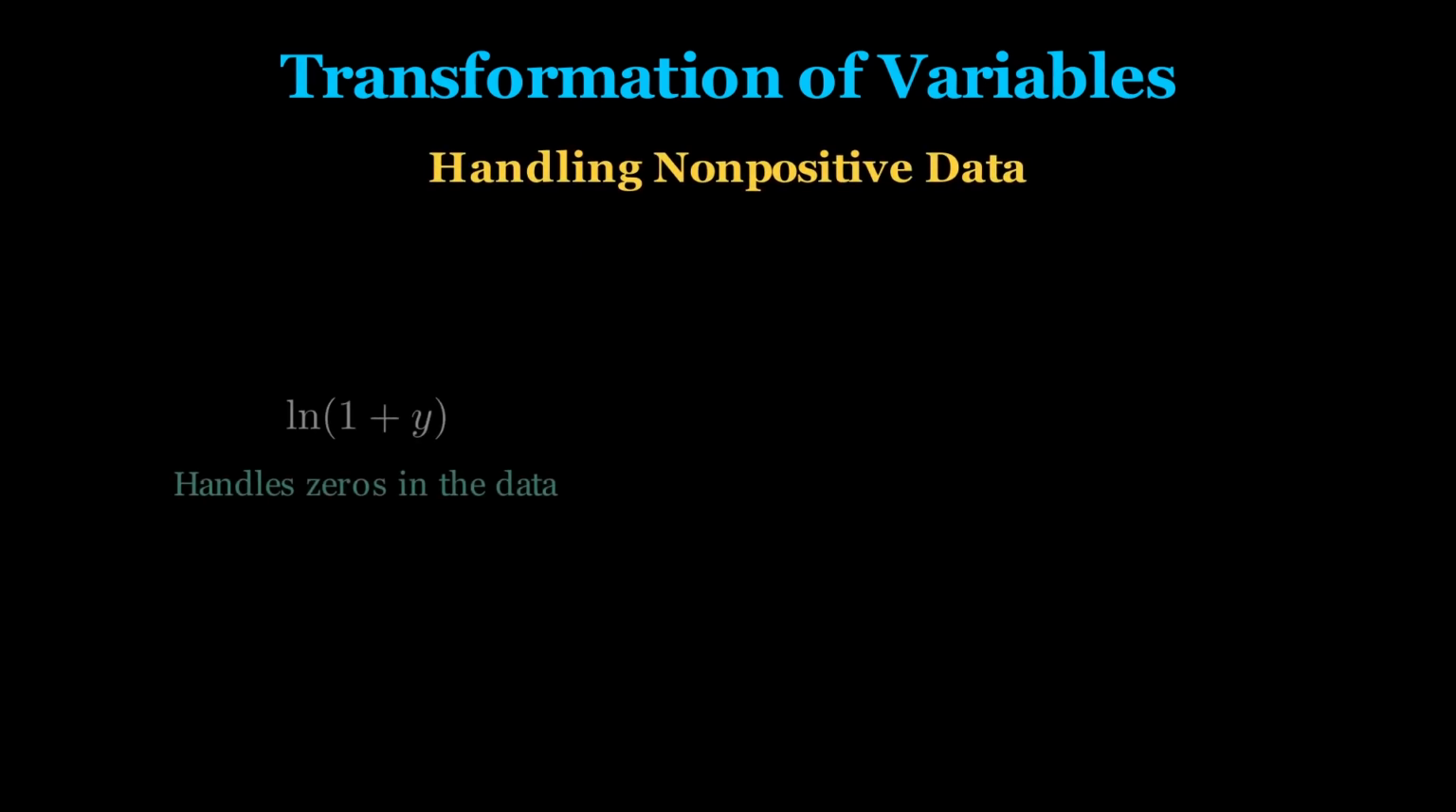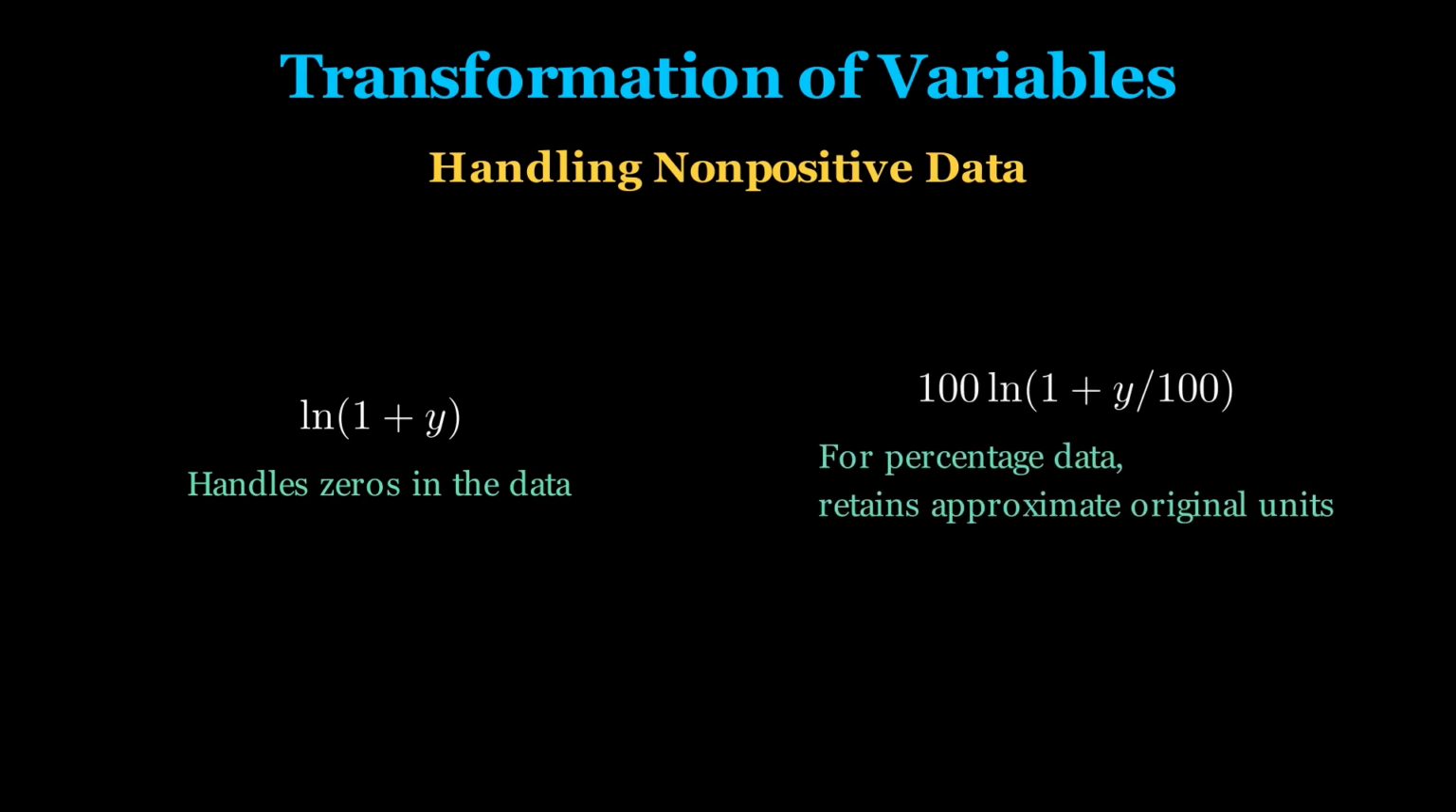What if the data has zeros or negative values? Adding a constant can make all observations positive before applying the transformation. For instance, the transformation log of (1 plus y) can handle zeros in the data. Additionally, multiplying by a constant helps retain the data's approximate original units. For example, this transformation, 100 times log of (1 plus y over 100), is used for percentage data, where negative values may occur.